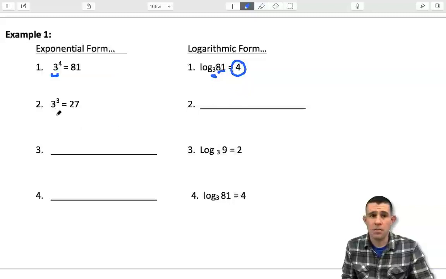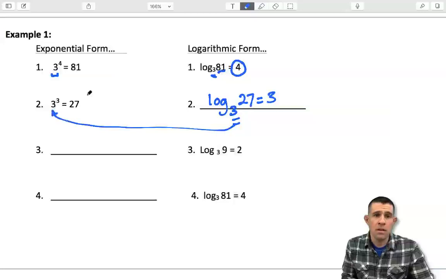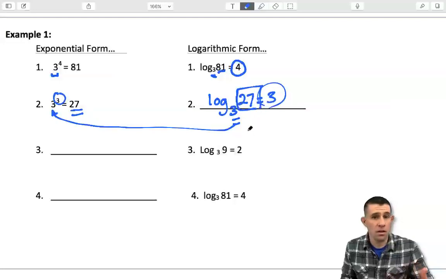All right, let's try this next one. 3 to the 3rd is equal to 27. So again, we're going to write log base 3 of 27 is equal to 3. The subscript represents the base. What it's equal to represents the exponent. The 27 here is my power, and that's what comes right after my log of the base.